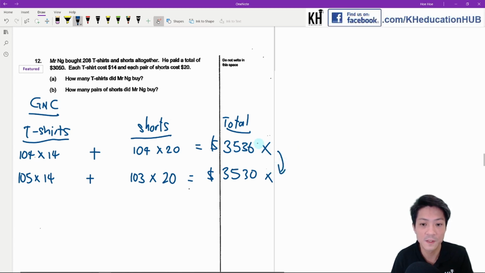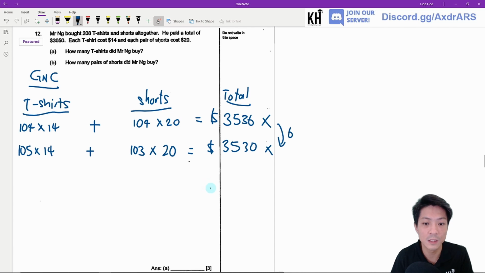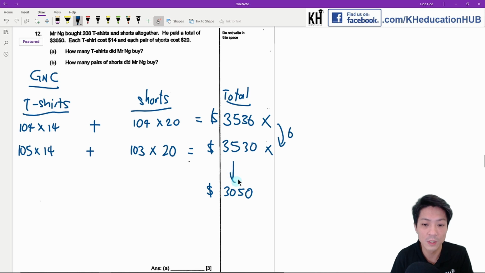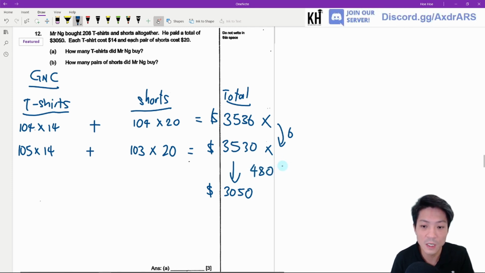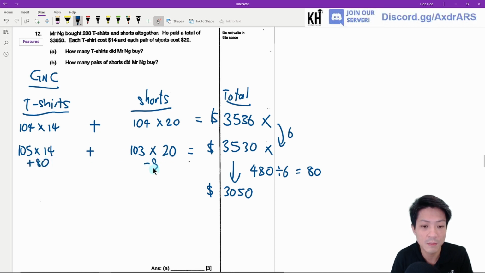Okay, the difference from the first guess to the second guess is 6. Which means that every time I increase the t-shirts by 1, the total will decrease by 6. So what I need to achieve is I need to reach 3,050, right? From here to here, the difference will be $480. So if you use $480 divided by 6, you're going to find how many times you need to jump, which is 80. So what you need to do is plus 80 over here and minus 80 over here.